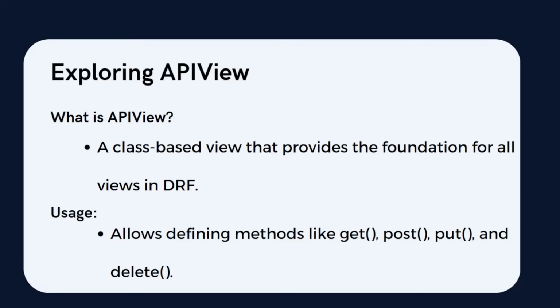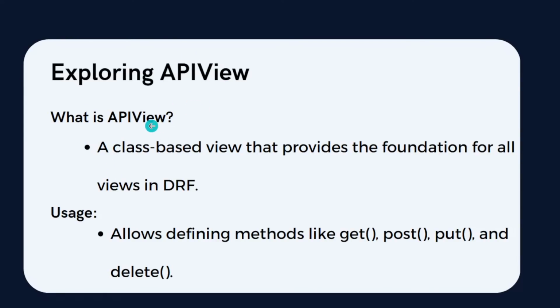Now we're going to learn what APIView is. In Django we have a view file, right? Whenever we use DRF, the Django REST framework, that view file is called an APIView. That is simple. We already know what a view is in Django. Whenever we use the Django REST framework, this view file is called an APIView.